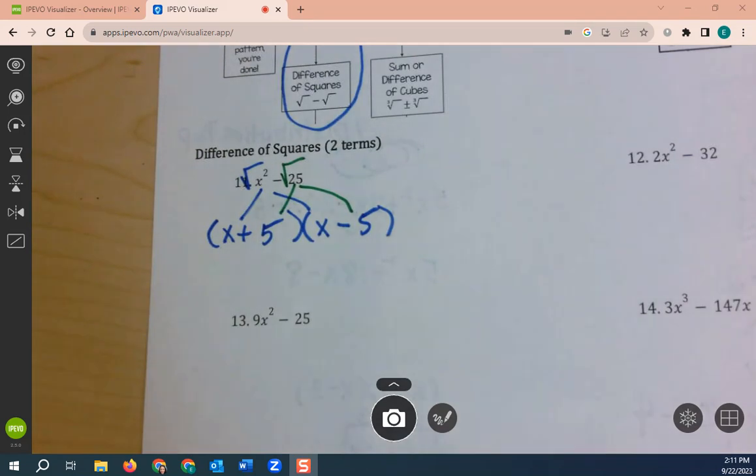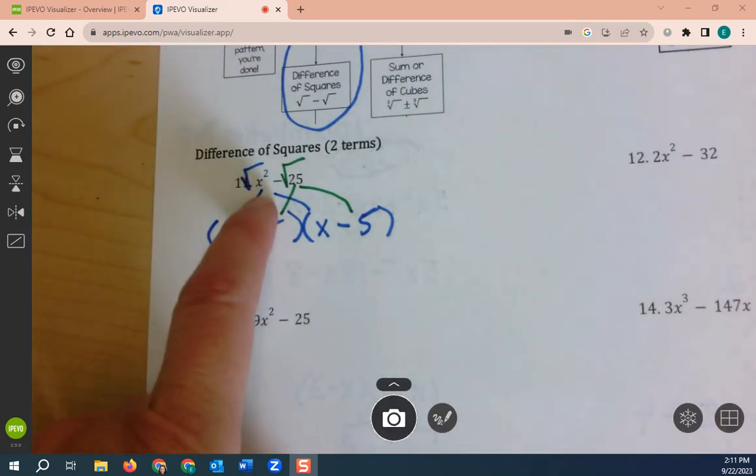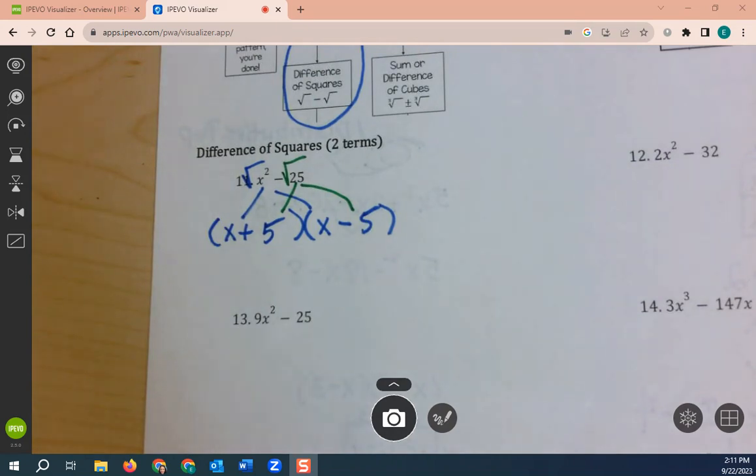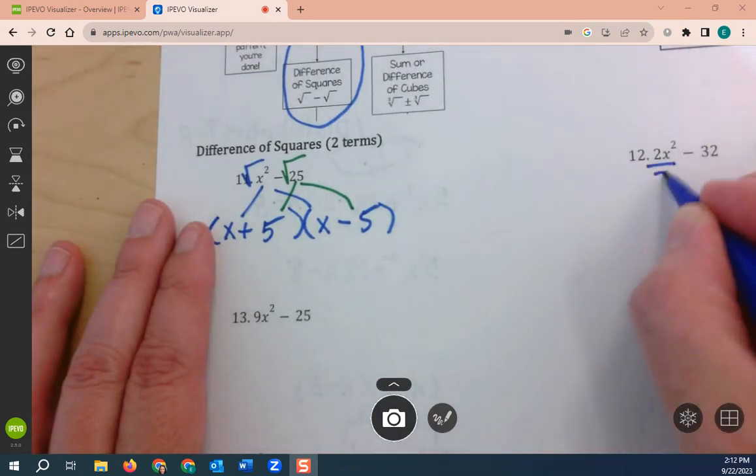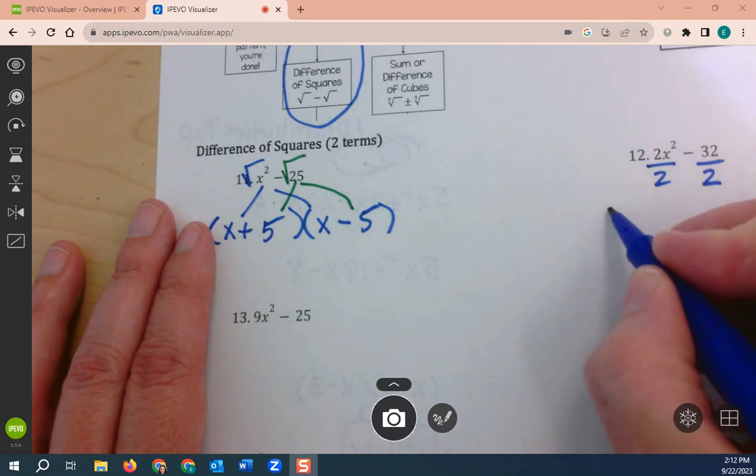Let's look at number 12. You know what we forgot to do in this one was look for our greatest common factor, but we were lucky. Can you let him in, please, Andrew? We were lucky because there wasn't one. All right, so I'm going to factor out that 2 first.